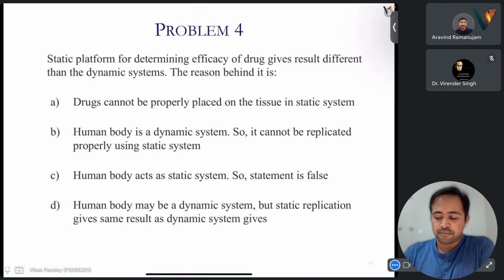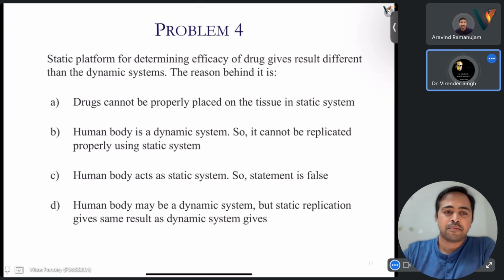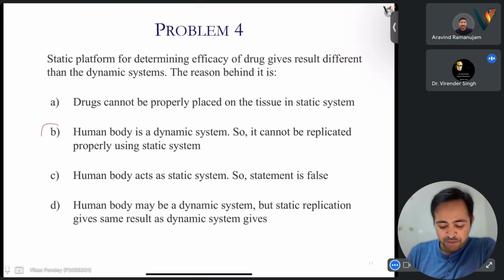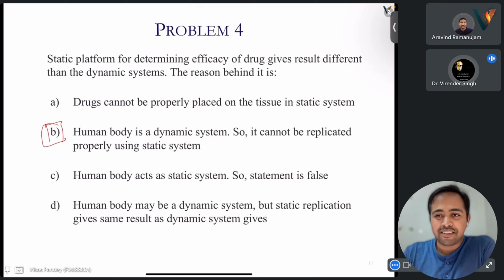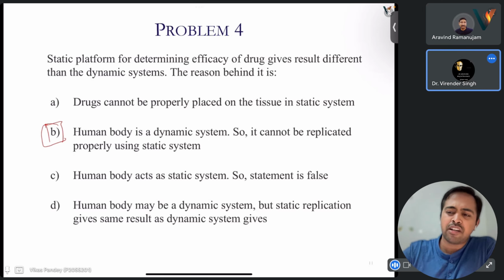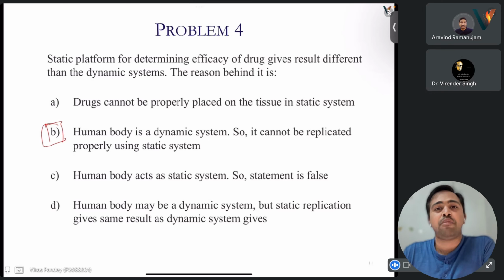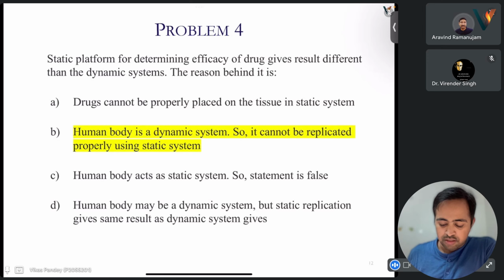Any answers? B, I think. I don't know. No, because the human body is a dynamic system. It's very difficult to mimic the human body. In fact, even with a dynamic system we cannot mimic it perfectly, but we can get very near the real system. So in that sense, dynamic systems are preferred. So this is the correct answer.